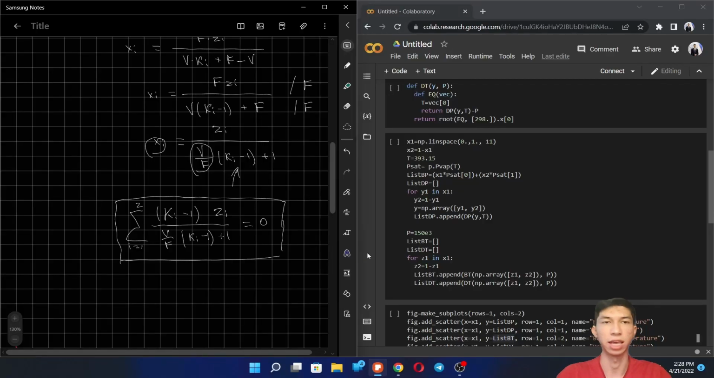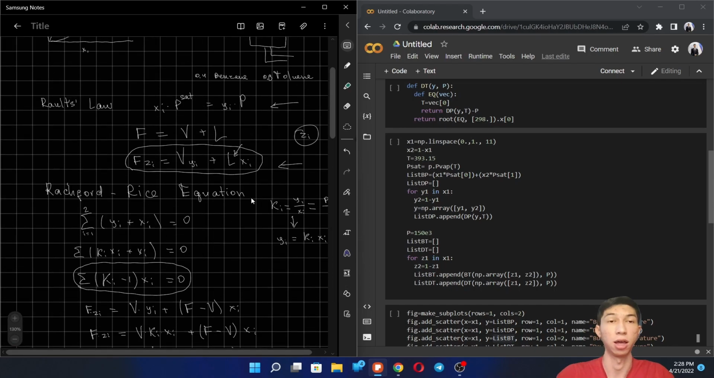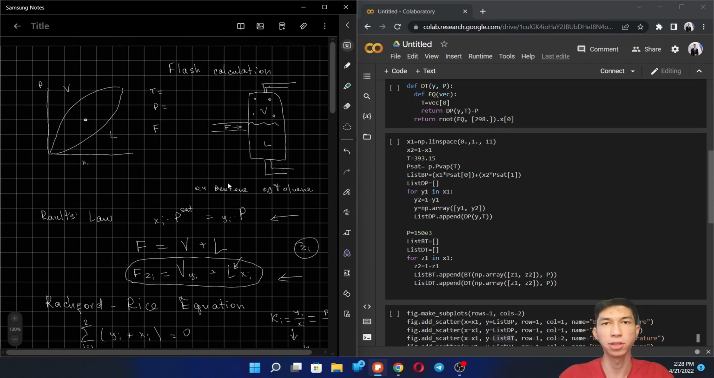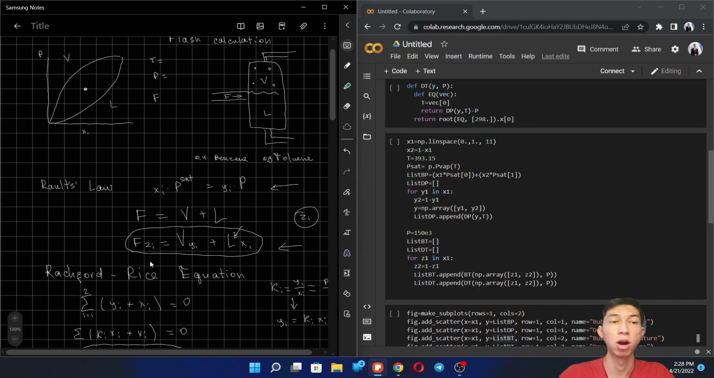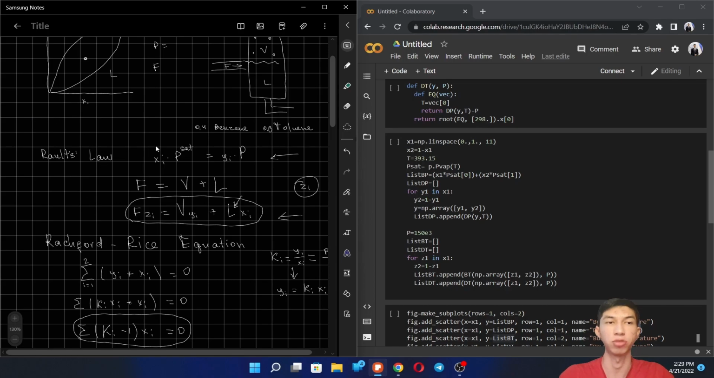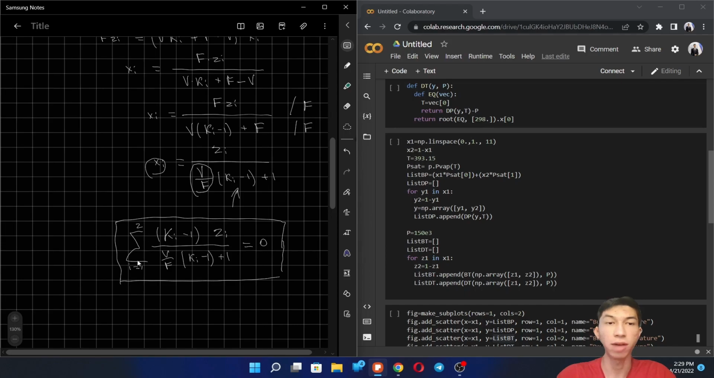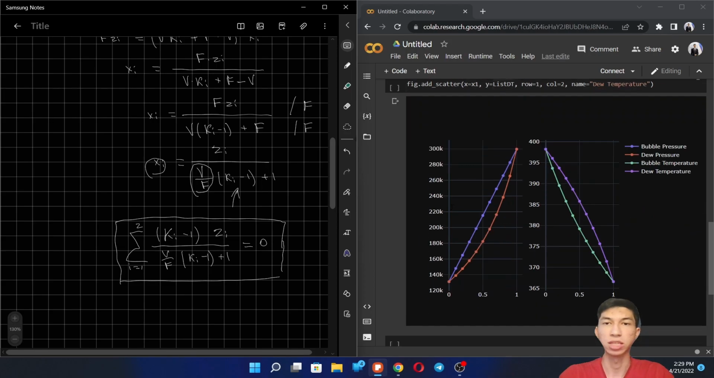Hello everyone, so today in this video we're going to look at the codes for the flash calculations. In our previous video we looked at the problem involving flash calculations, and we derived our Rachford-Rice equation assuming that Raoult's law is valid for our case. Now let's write a code that will calculate the amount of compounds in a vapor phase and the amount of compounds in a liquid phase so that we can see what's happening.